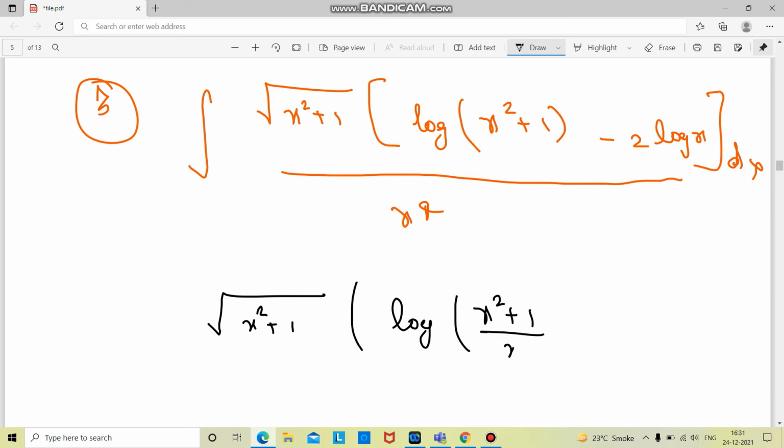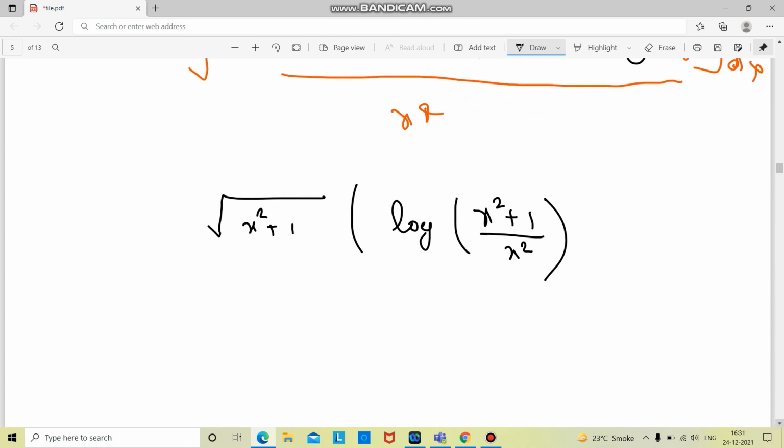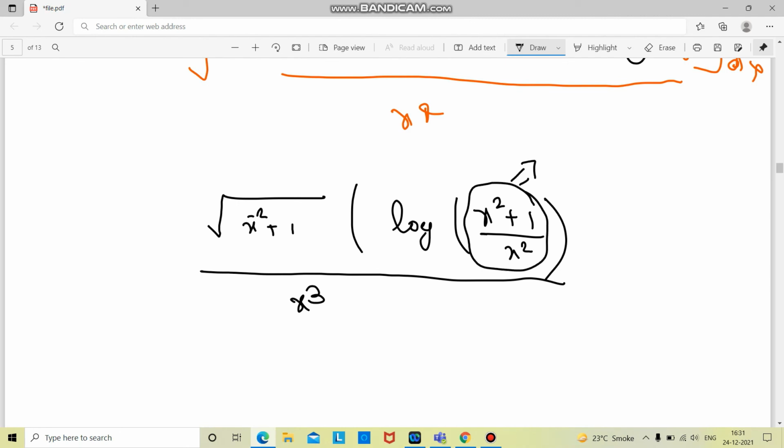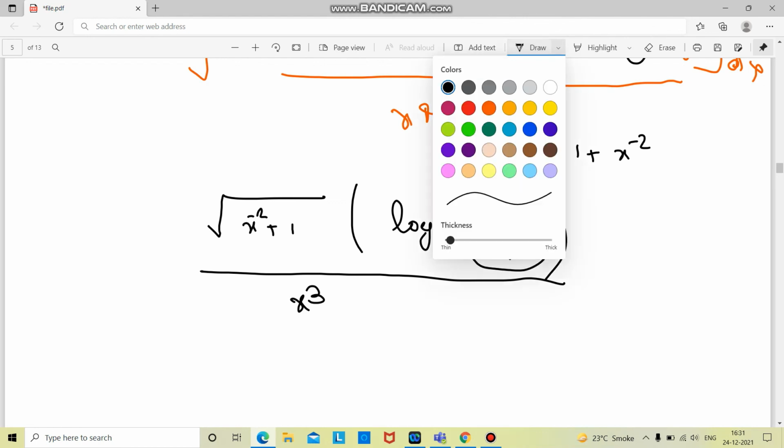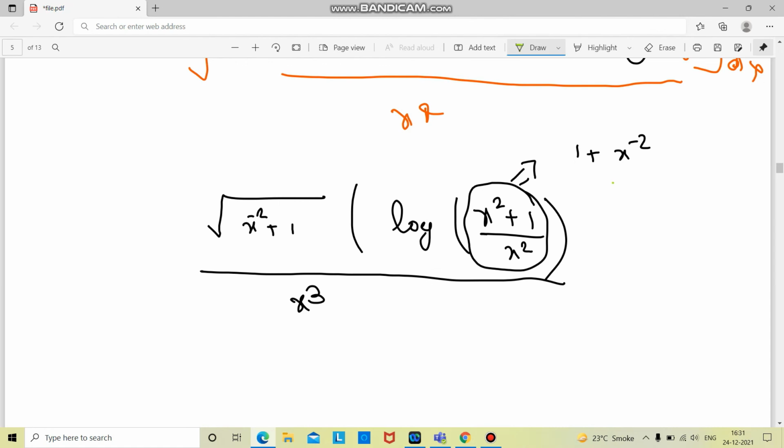We can write this term as (x square plus 1) by x squared. This 2 will become x squared here, and log a minus log b is log a by b. And now we can write it as x cube, and x will get to divide this term, so it will become x to the power minus 2 plus 1, and this can also be written as 1 plus x to the power minus 2. We can see that 1 plus x to the power minus 2 is common everywhere, so we will take this term as t.